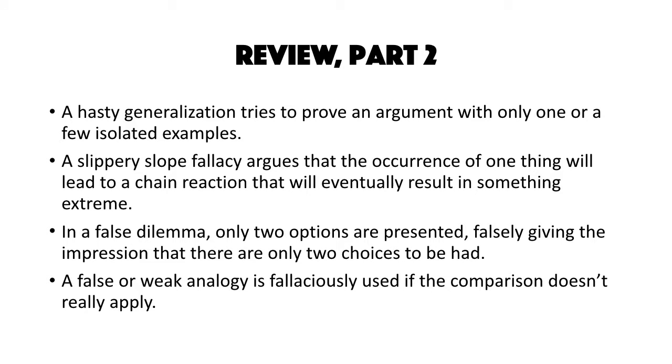A hasty generalization tries to prove an argument with only one or a few isolated examples. A slippery slope fallacy argues that the occurrence of one thing will lead to a chain reaction that will eventually result in something extreme. In a false dilemma, only two options are presented, falsely giving the impression that there are only two choices to be had. A false or weak analogy is fallaciously used if the comparison doesn't really apply.